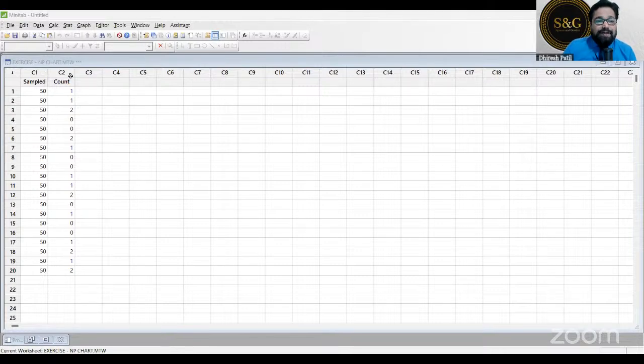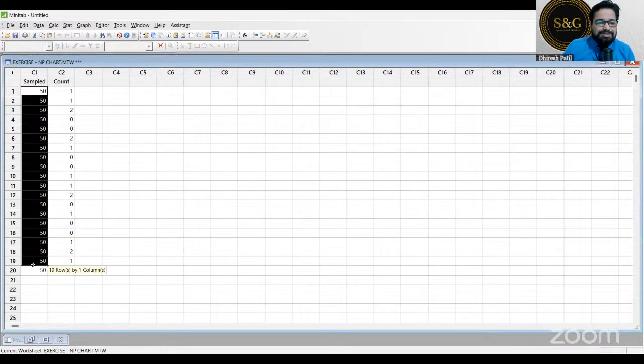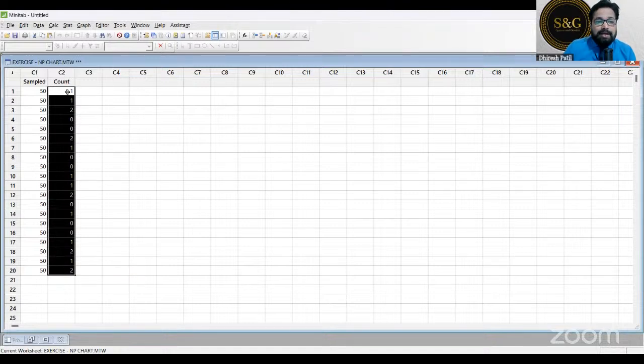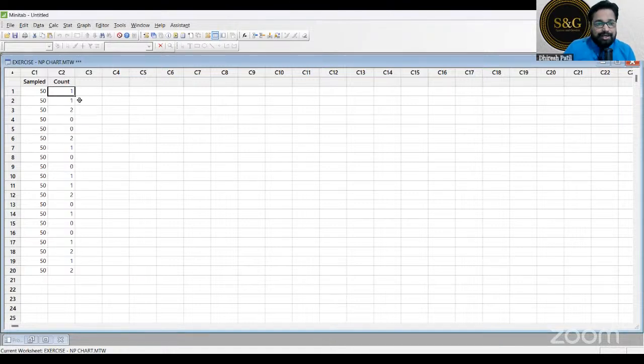Now let's understand this. Now these are the defective data. Let's say there are 50 samples each. It's a constant sample. And these are defective. Out of 50, on the first case, one rejected. Out of 50, one rejected. Out of 52, rejected. Out of 52, rejected. So this is the data we have.